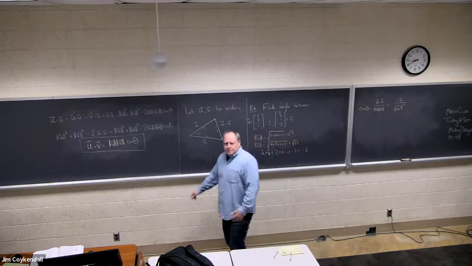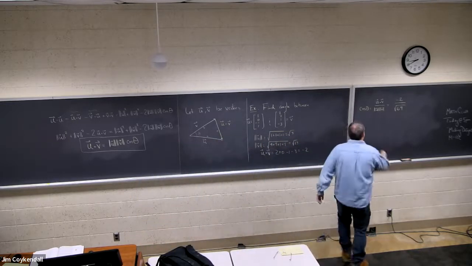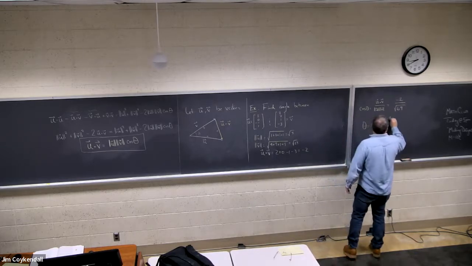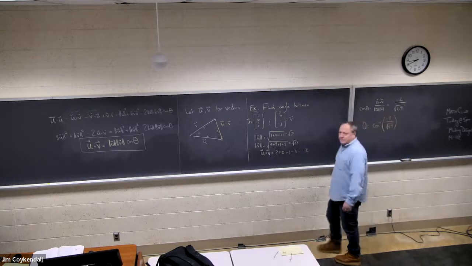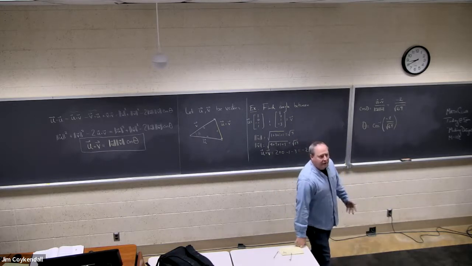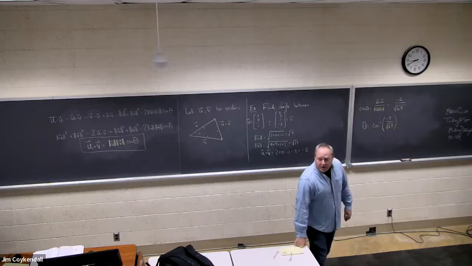So what can you say about this? So here's the angle. It's whatever that is, but here's one thing that I can tell you. The angle between these two vectors, well, what can you say about it? It's bigger than 90 degrees.